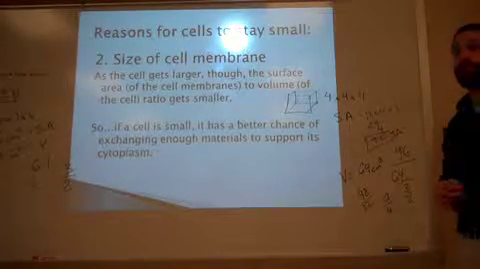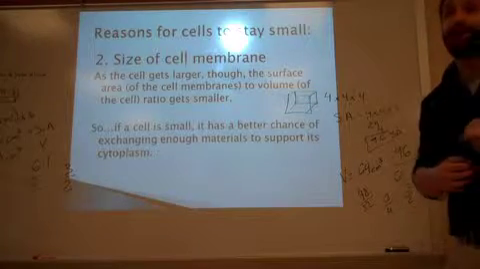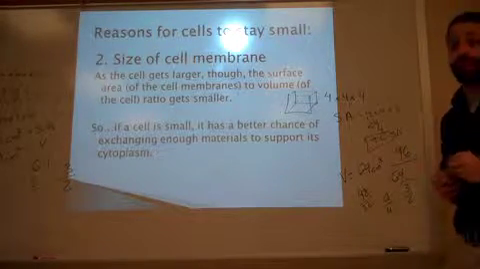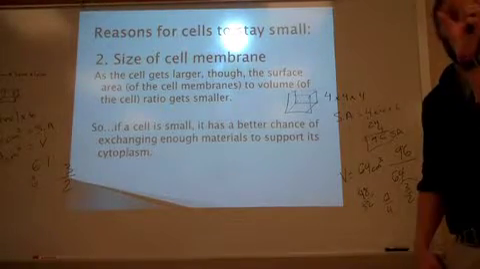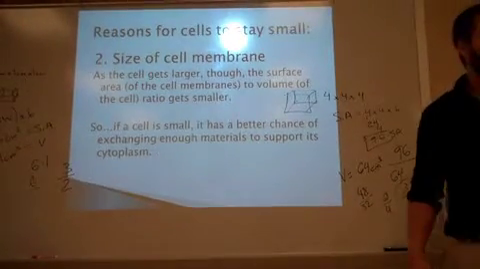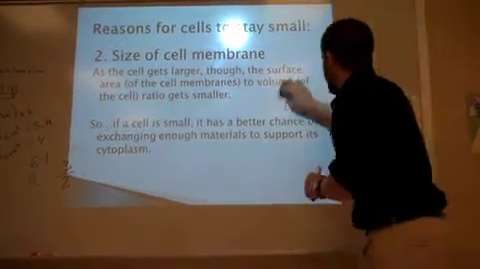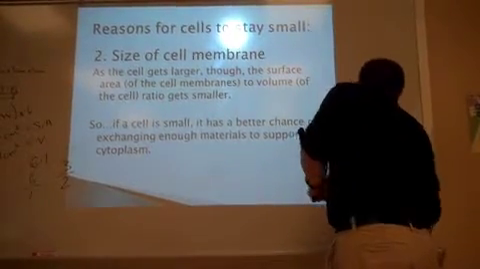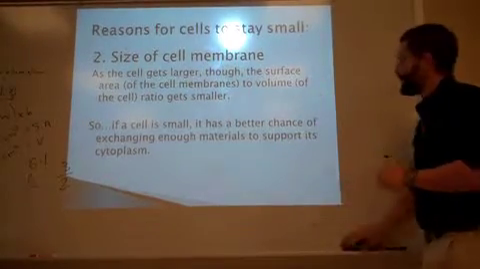I forgot to mention that at the very beginning. On your notes it says typical cells are within what range of a size, and it should be within 10 micrometers to 100 micrometers. All right. So that's the typical range of eukaryotic cells. Did you guys see that in your notes at the very beginning? 10 micrometers to 100 micrometers. I forgot to do that at the very beginning.